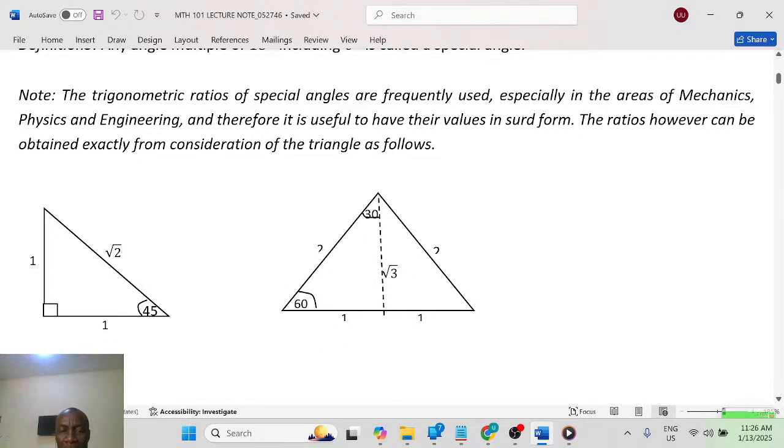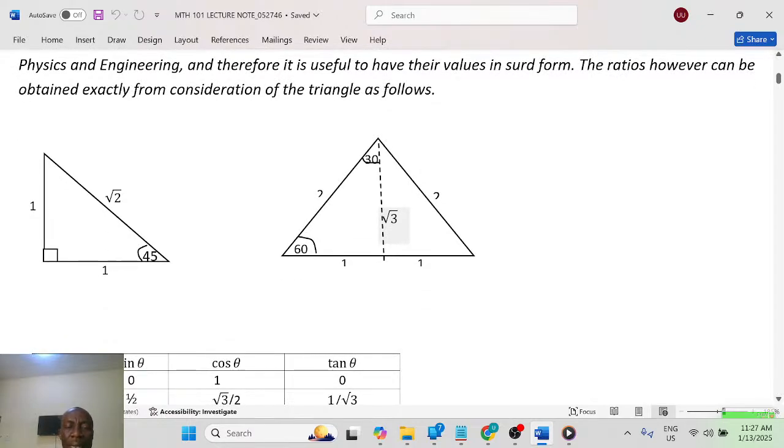Now, if this baseline is divided into 2, this side will be 1, and this side will also be 1. Having this angle here as 60 degrees, the vertex angle is divided into 30 degrees, and the angle at the base here is now 90 degrees, which means that this triangle is a right angle triangle. Because it is a right angle triangle, we can apply the Pythagoras theorem to find this third side, which is unknown. If you apply Pythagoras theorem, this side will be root 3. So with this, we can get the values of sine 30 degrees, cosine 30 degrees.